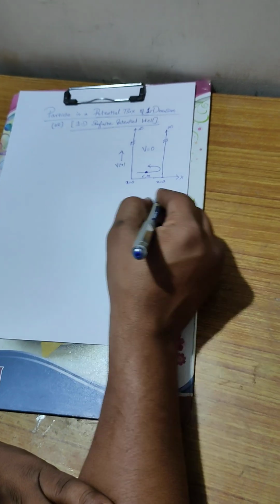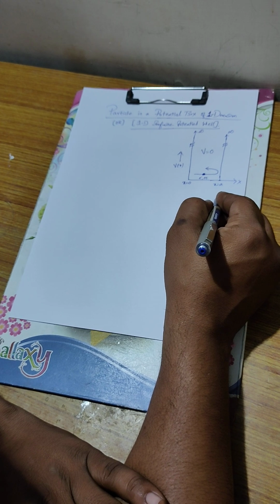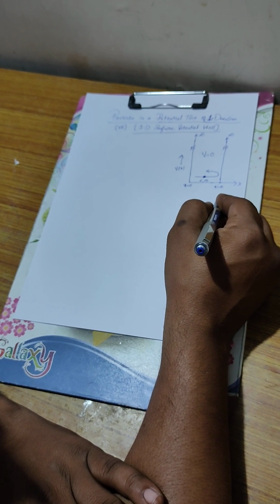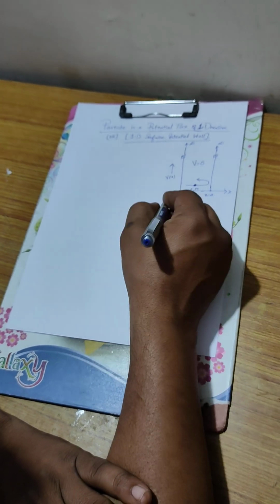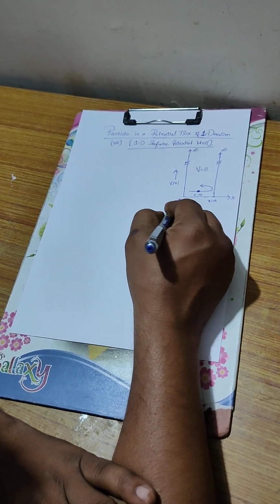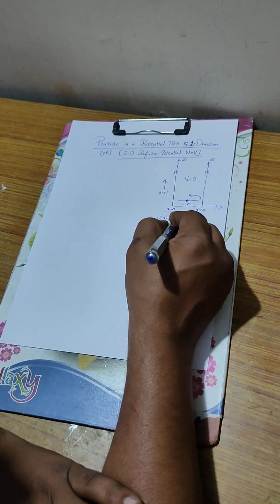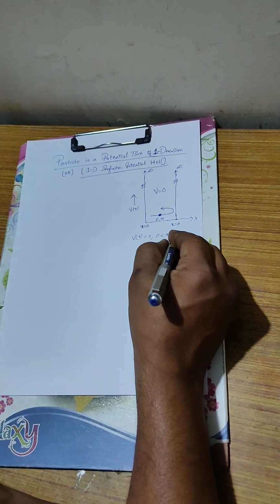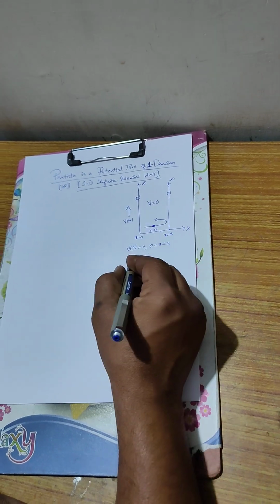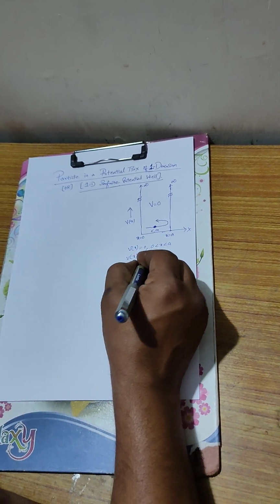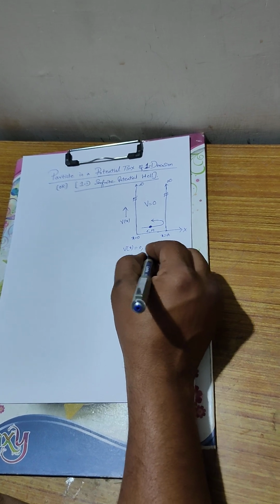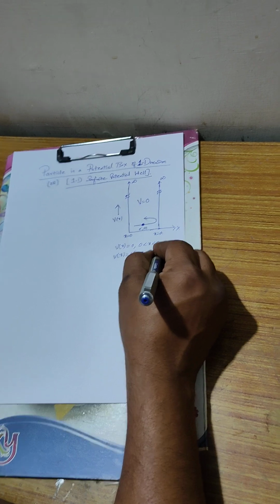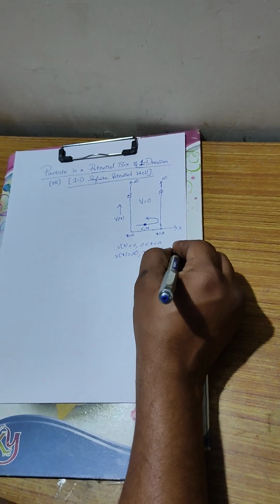Now the boundary conditions for the electron motion in the 1-dimensional potential well can be represented as V of x is equal to 0 for 0 less than x less than a, that means it is inside the well, and V of x is equal to infinity for x less than or equal to 0 or x greater than or equal to a.